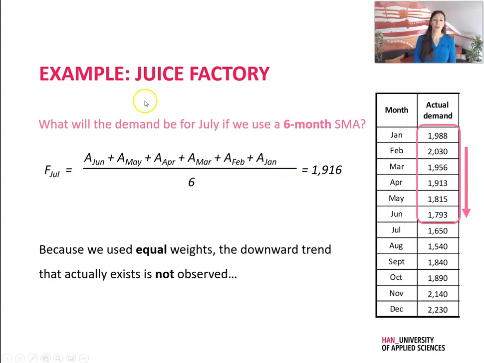And because we use equal weights, so every month was worth the same as the others, the downward trend, this trend we can see here, where February was quite high, we started with 2,000, then we went further down, up to 1,793 in June, is not observed when you have a larger number of months in your average. When we discuss equal weights, keep it in mind, this will be our link to the weighted moving average, which we will discuss in the next video.